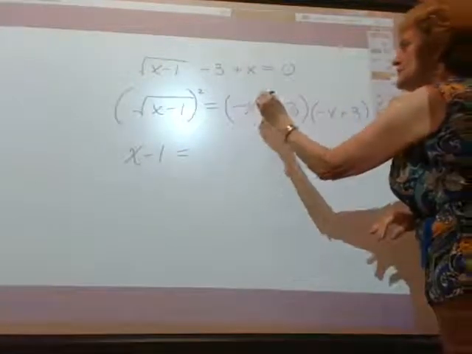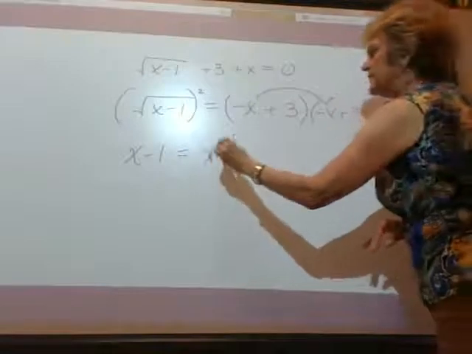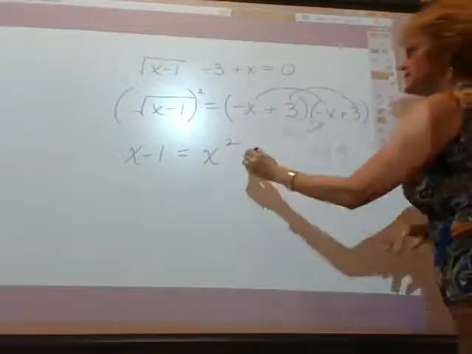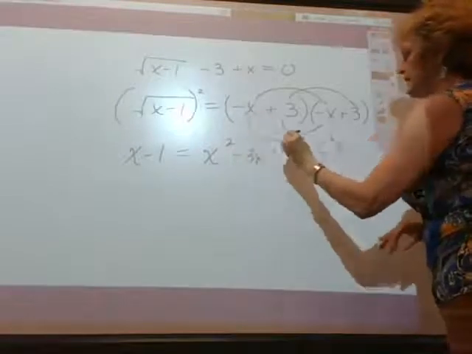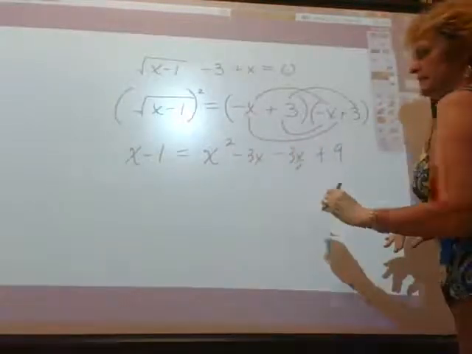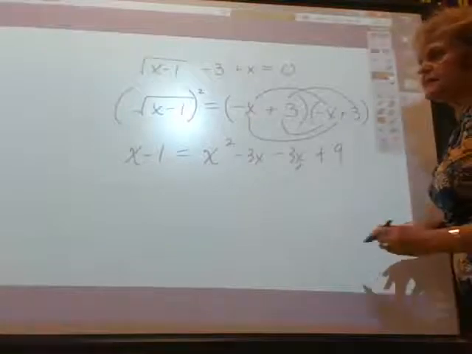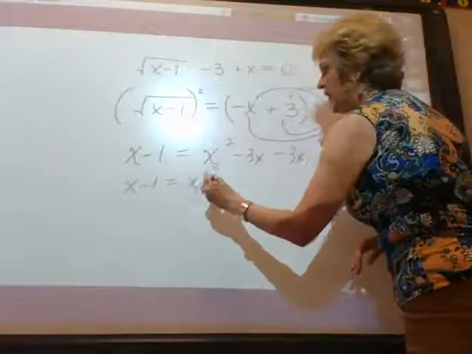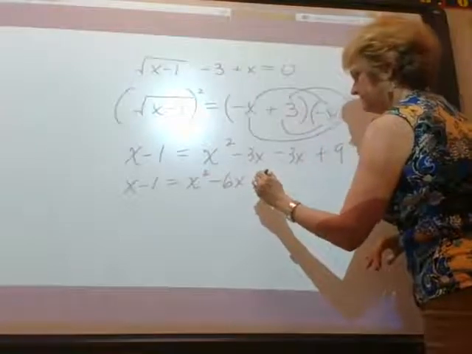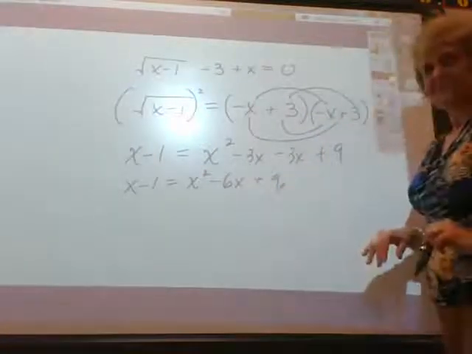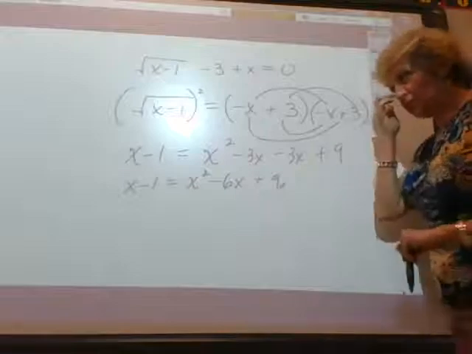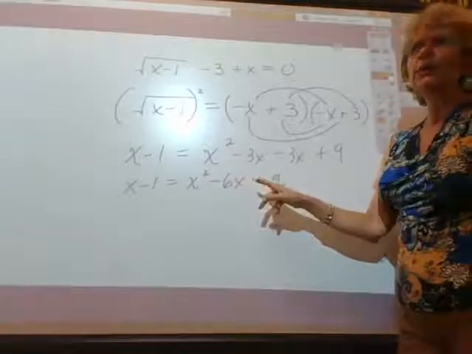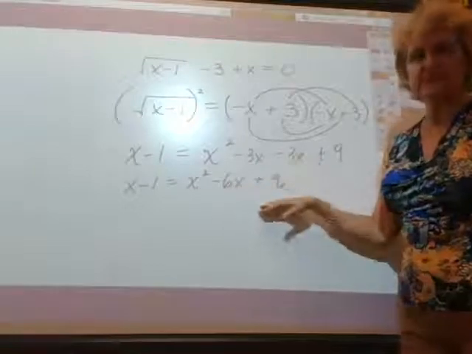All right, so let's do that. And we would have x squared, we'd have plus 9, our inside product, and our outside product. Okay, now we need to collect like terms here on the right. All right, and now what we want to do, since we have x squared and x to the first, we want to set this equal to 0.